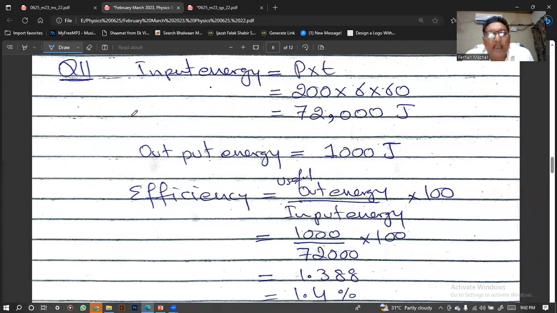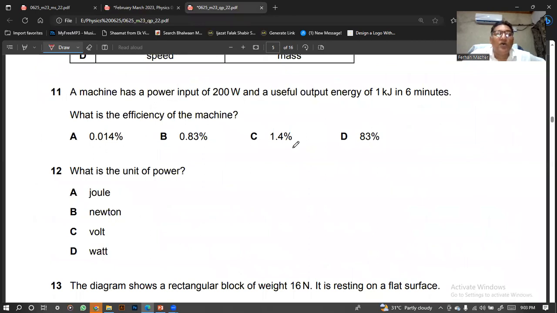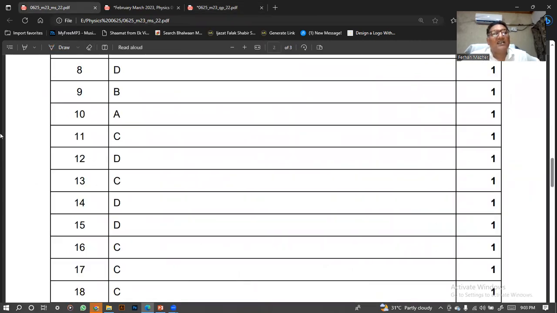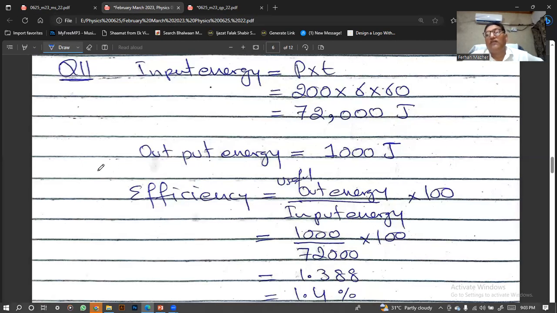So the input energy equals the input power multiplied by time. The input power is 200 watts, multiplied by 6, multiplied by 60. So you will have 72,000 joules. That's the input energy. The output energy is given: 1 kilojoule, which means 1,000 joules. Efficiency is useful output energy divided by input energy, multiplied by 100. So it will be 1,000 divided by 72,000, multiplied by 100, and that will be 1.388%, which when you round it off is 1.4%. 1.4% means C is the choice. Question number 11, C is the right choice, sir. This is the solution of that question.